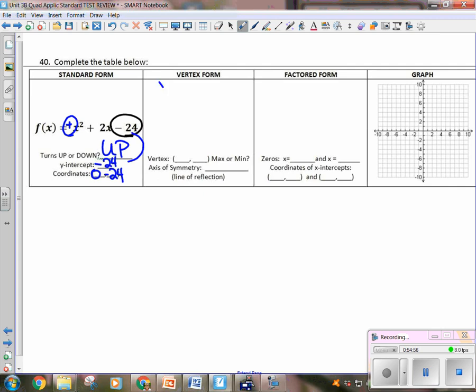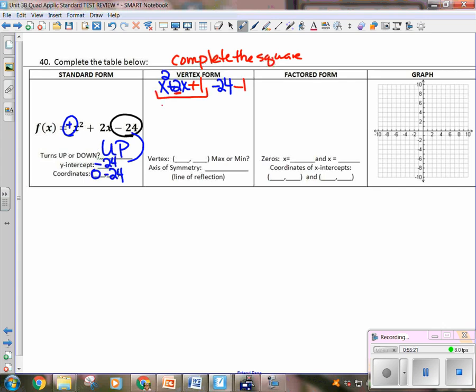If I take this and I pull the 24 away and I complete the square to get the vertex form, this will be an easy one to complete the square of. Okay, half it, then square it. Half of 2 is 1. 1 squared is 1. So if I add 1 in the middle, there's no parentheses or anything, I'm going to subtract 1 at the end.